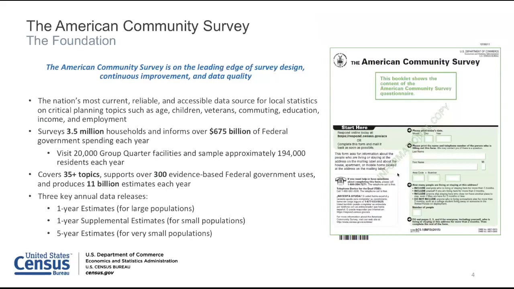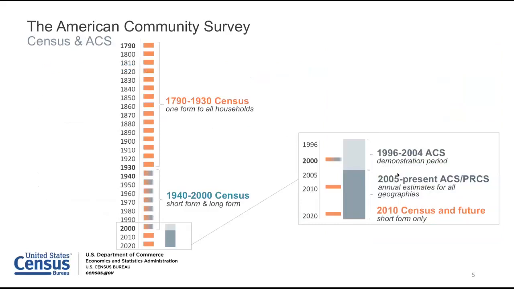This data is collected throughout the year, and the following year it is released in our one-year estimates for populations of 65,000 or more, one-year supplemental estimates, which cover 20,000 or more population sizes, and then you have the 5-year estimates for those populations that would go below the 20,000 threshold. So you get that for all geographies down to the block group. And if you don't know what the block group is, I'll make sure you do when we cover it in geography.